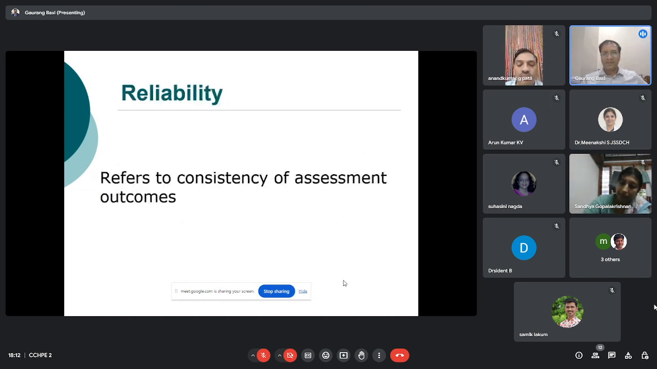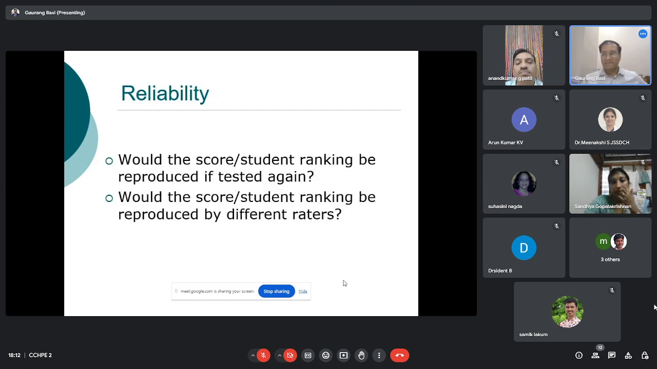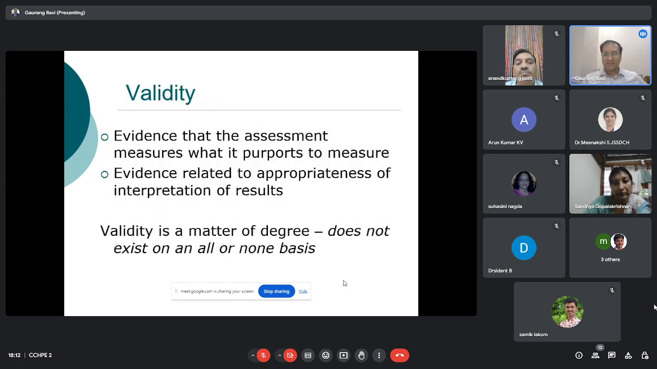So basically, reliability refers to the consistency of the scores and the outcomes. Now let us move on to the concept of validity, and then we'll try to understand both these together. So what is validity? Validity refers to the evidence of whether your assessment is measuring what it is supposed to measure. And the second dimension of validity is related to the appropriateness of interpretation of results.